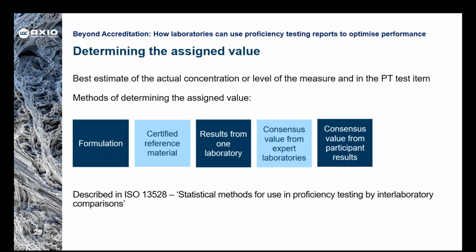As shown on an earlier slide, the assigned value is the best estimate of the actual concentration of the analyte. Several methods can be used to determine the assigned value. Sample formulation, use of a certified reference material, results from an established reference laboratory, and consensus value from expert laboratories are viable options. Lastly, a commonly used method for determining the assigned value is by calculating consensus from values from participant results. ISO 13528 describes this as statistical methods for use in proficiency testing by interlaboratory comparisons.